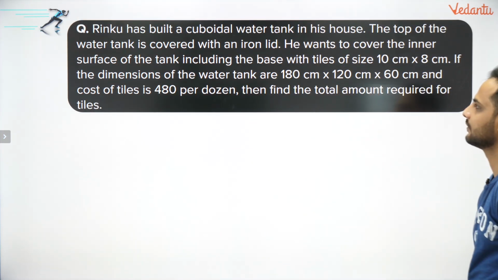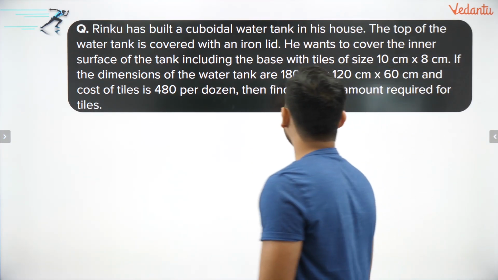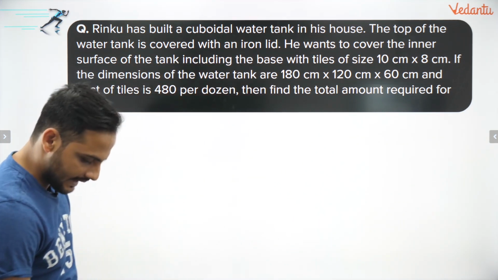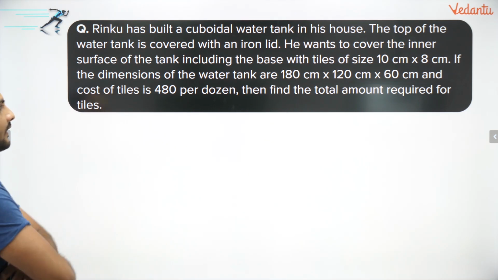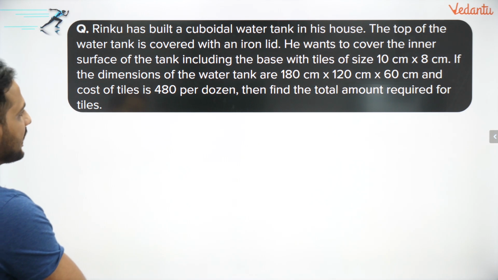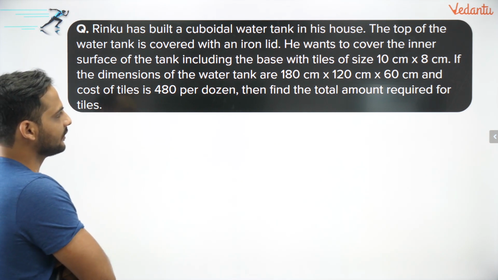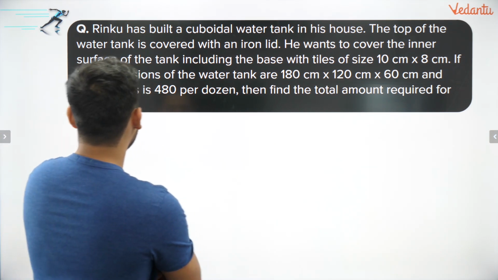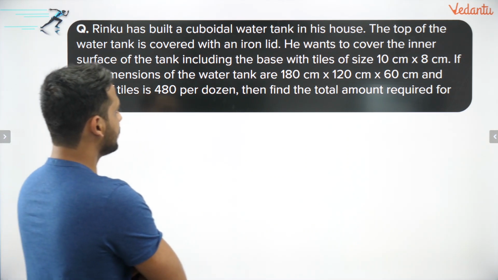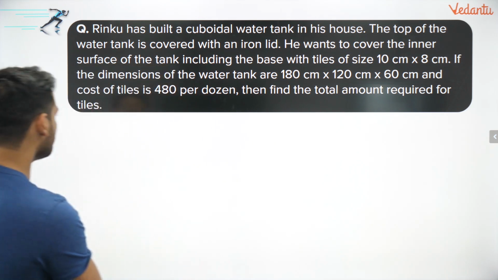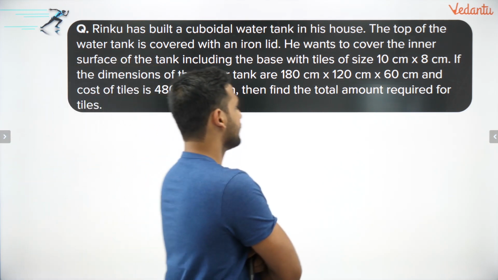The next question we have is this. Rinku has built a cuboidal water tank in his house. The top of the water tank is covered with an iron lid. He wants to cover the inner surface of the tank, including the base, with tiles of size 10 centimeter into 8 centimeter. If the dimensions of the water tank are 180 centimeter into 120 centimeter into 60 centimeter and the cost of tiles is 480 per dozen, then find the total amount required for tiles.